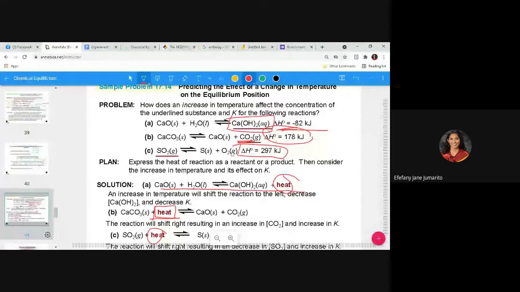So what if we have letter B? If we use heat as our reactant, what will happen to carbon dioxide? It will increase and then shift to the right. So it's the opposite.